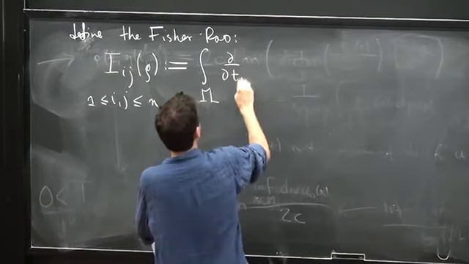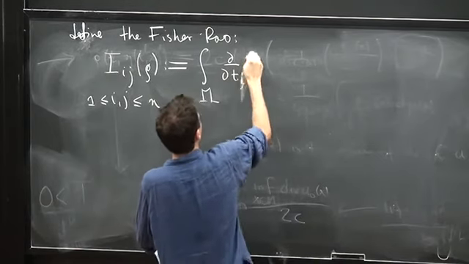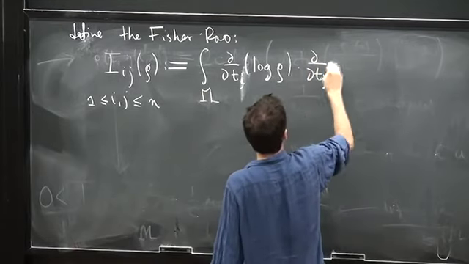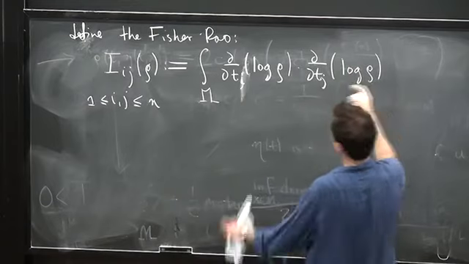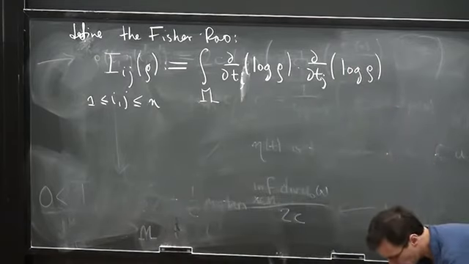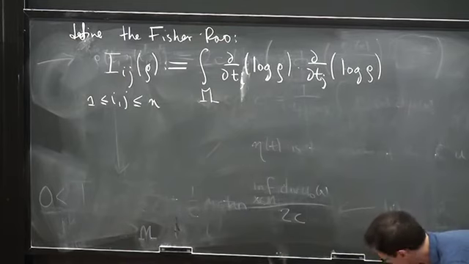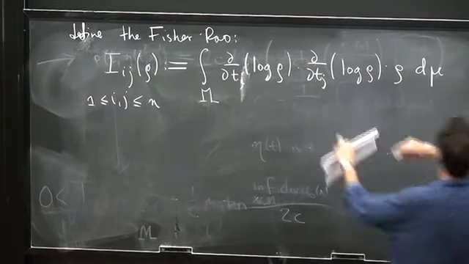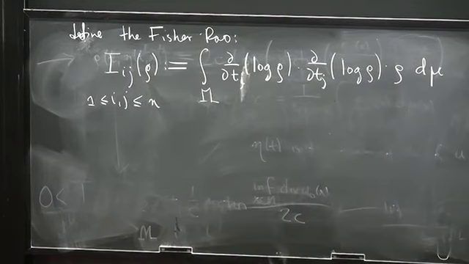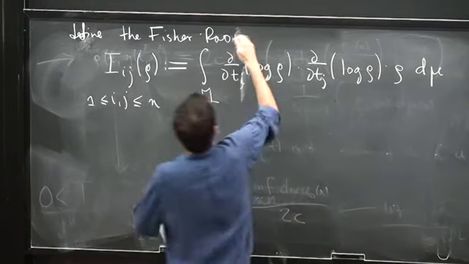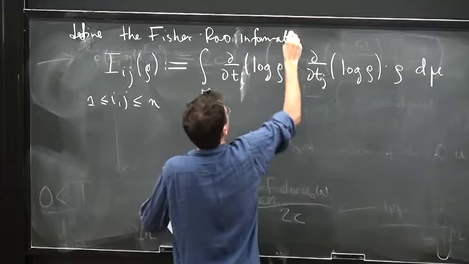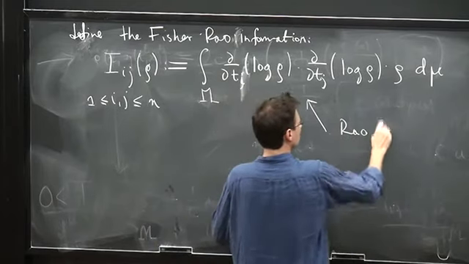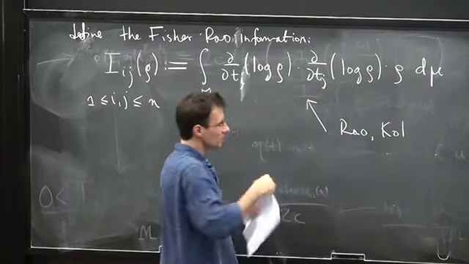Here we are integrating the derivative in, say, t_i of the logarithm of the density, times d over dt_j of log rho. Rho depends as a function of t_1 to t_n, and of course also of x. This is multiplied by rho and then integrated with respect to the fixed volume form. This is known as the Fisher-Rao information, and I think it goes back to perhaps Rao and also Kolmogorov, who had a very lively interest in the geometrization of statistics.